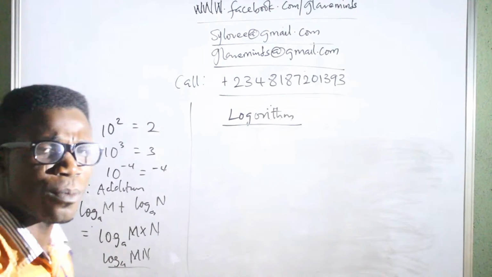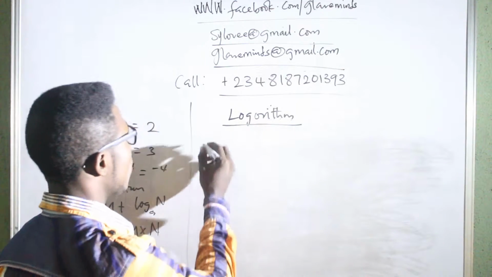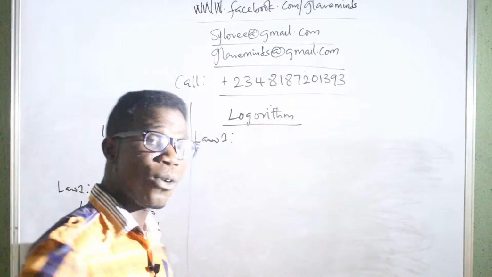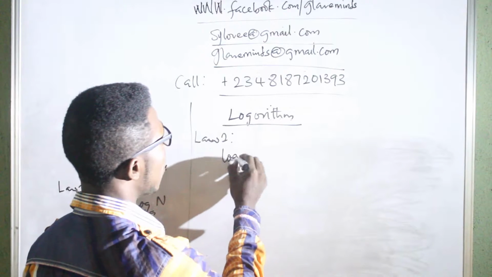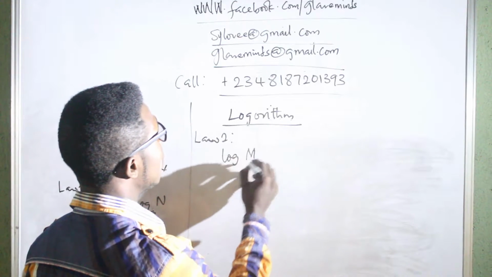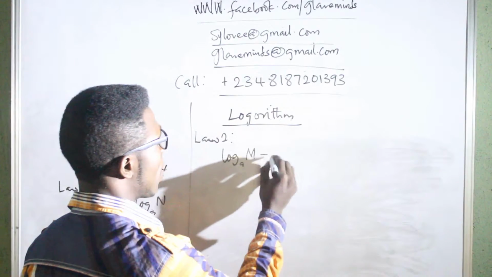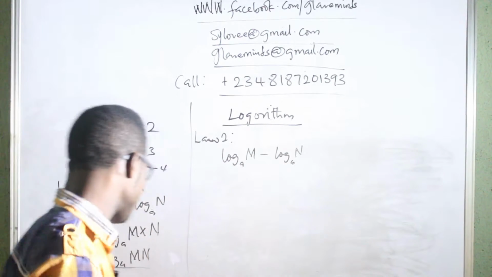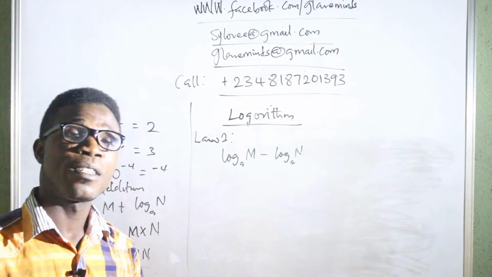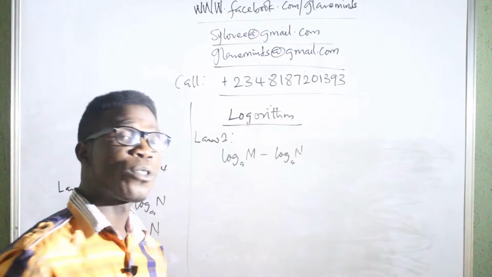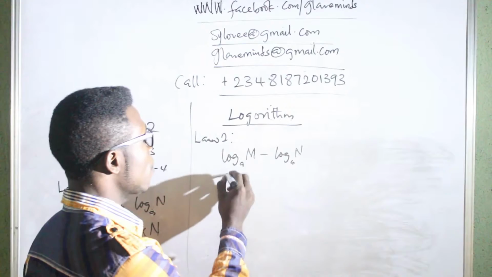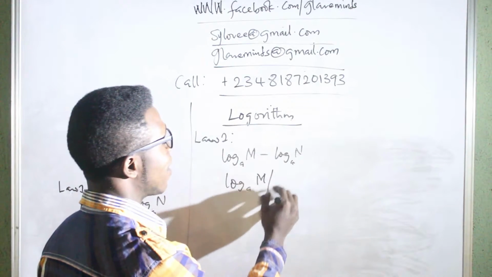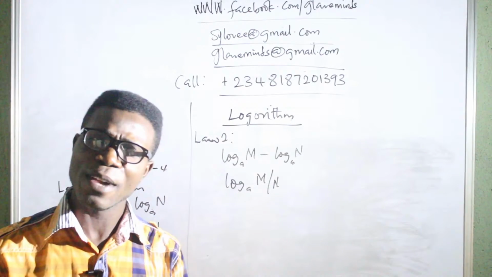We're going to talk about the subtraction law, which is quite similar to the first one. Let's call that law 2, the subtraction law. In the subtraction law, you can have log m base a minus log n base a. They have the same base just like this, but the relationship between them is subtraction. So what you need to do is bring both together and have it as log base a of m divided by n. Pretty simple, right?